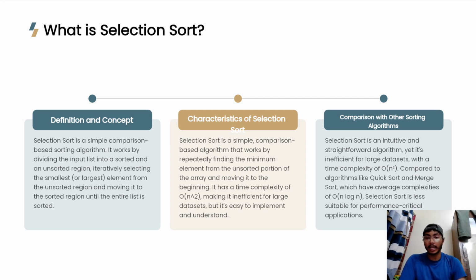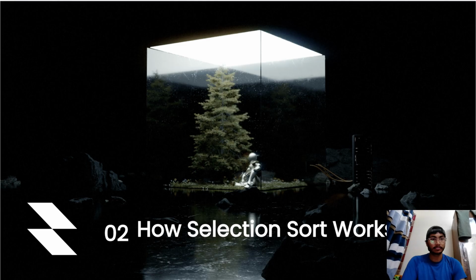Comparison with other sorting algorithms. Selection sort is an intuitive and straightforward algorithm, yet it's inefficient for large datasets. With a time complexity of O(n^2), compared to algorithms like quicksort and merge sort, which have average complexities of O(n log n), selection sort is less suitable for performance critical applications.